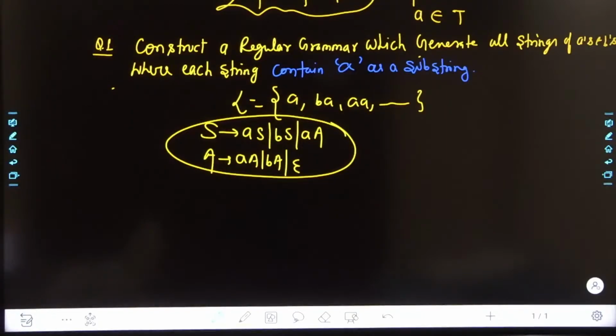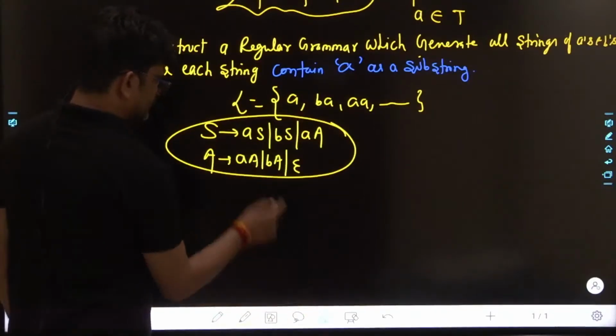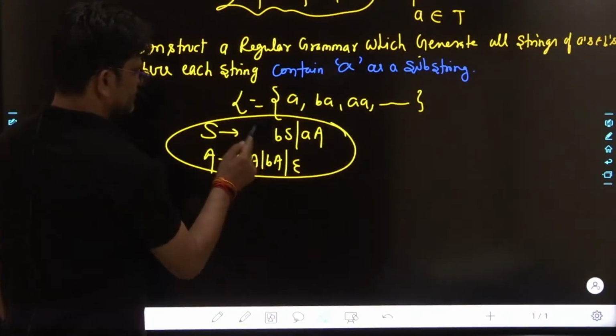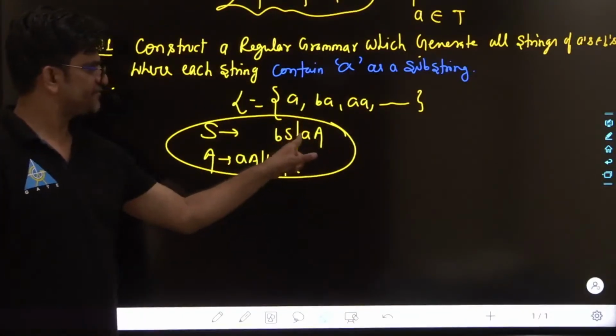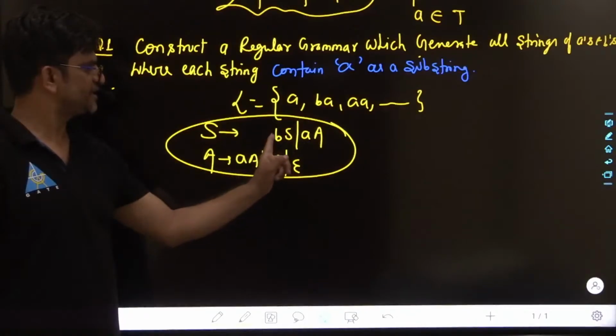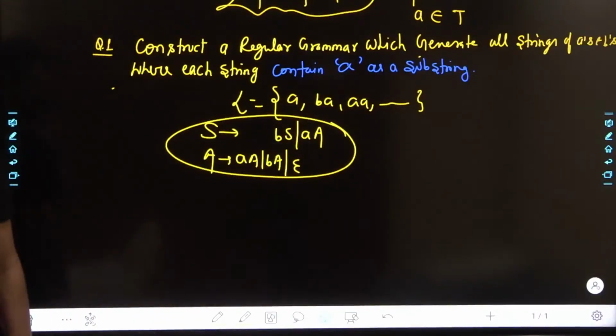Or, my dear friends, we can remove this production also. There is no need of this production, because from here it starts with A, and from here it starts with B. Clear?